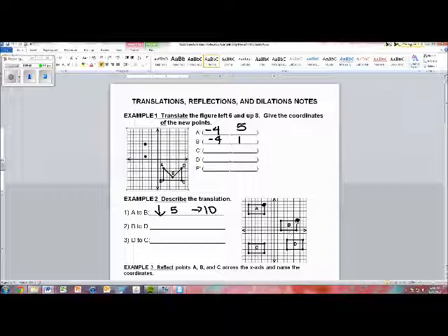You would do the same thing to get from B to D. You would pick a point. You could pick the top right every time, and that's fine. You figure out how you get from the top right to the top right. Same thing for D to C.